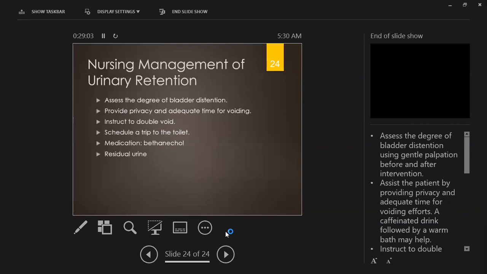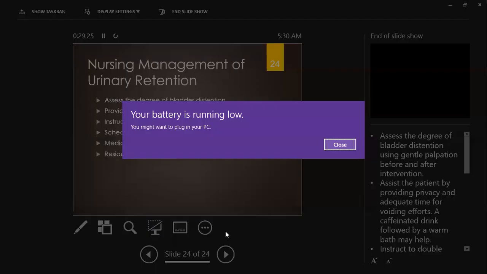Nursing management with urinary retention. First, we have to evaluate the degree of bladder distension. How much bladder distension is going on? Why is there bladder distension? What precipitated the bladder distension? We need to provide privacy and adequate time for our patient to void. Also, have the patient double void. So use the restroom, and when they think that they're finished, go again in order to thoroughly drain the bladder.